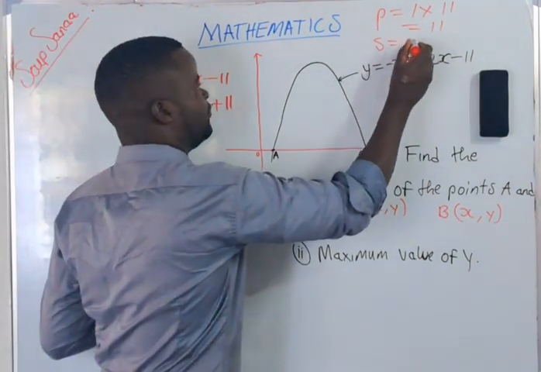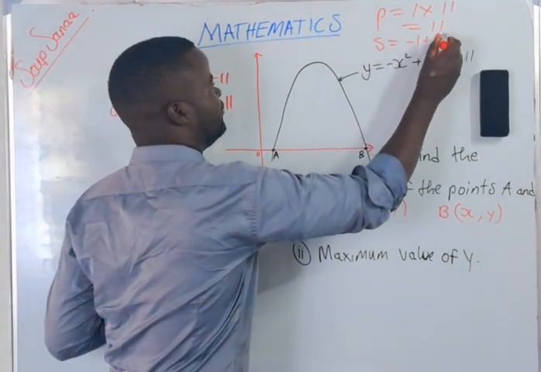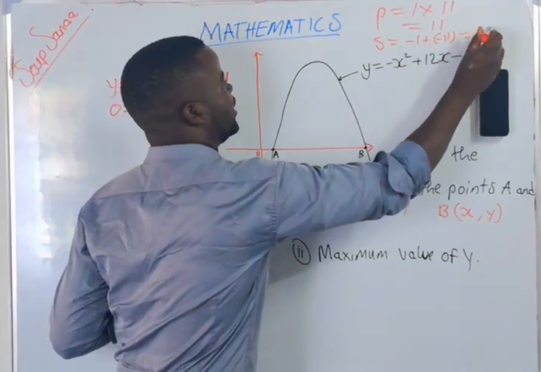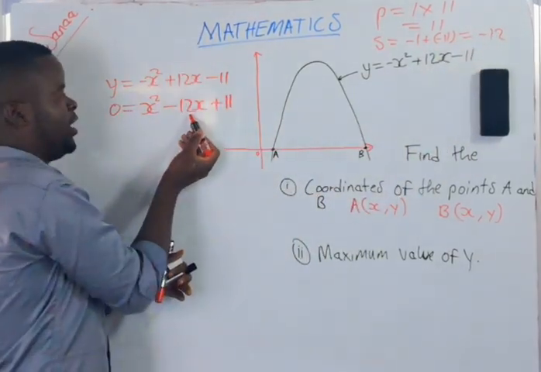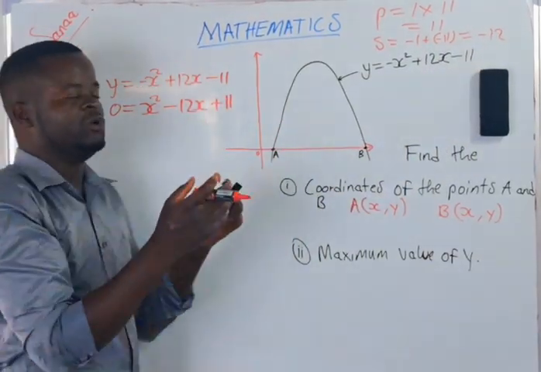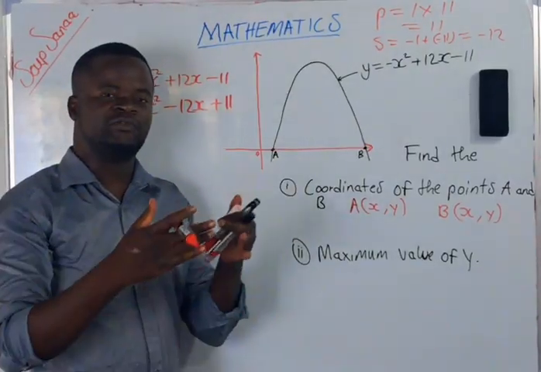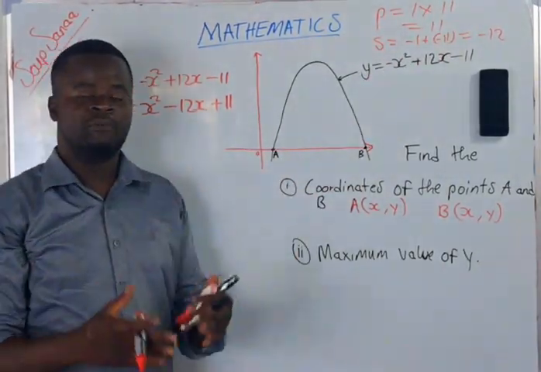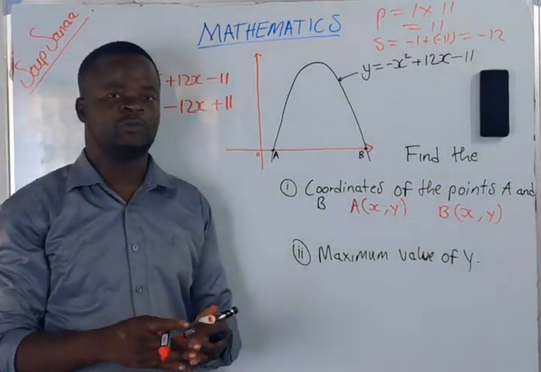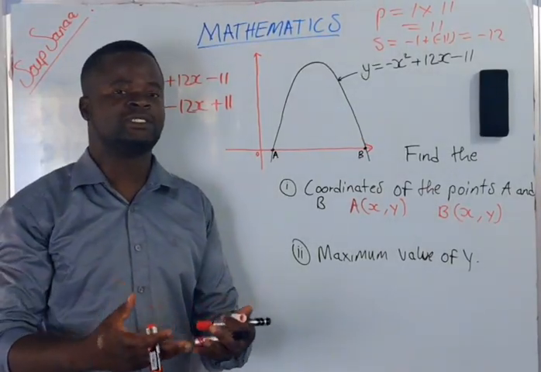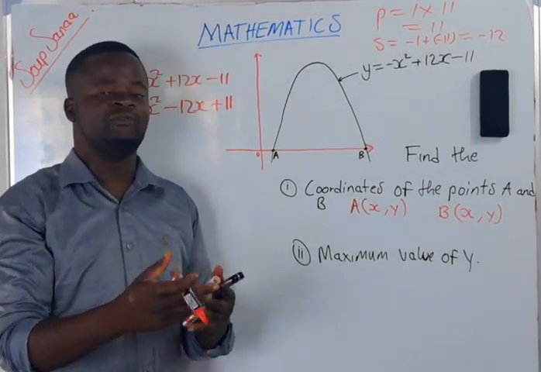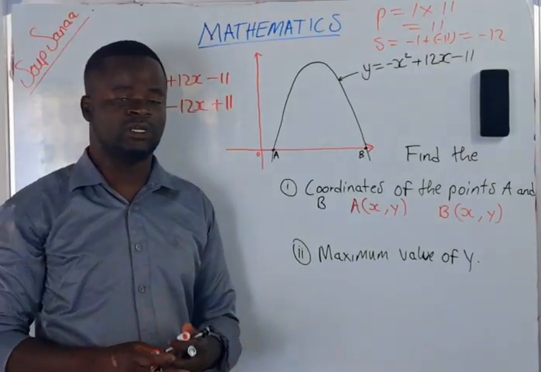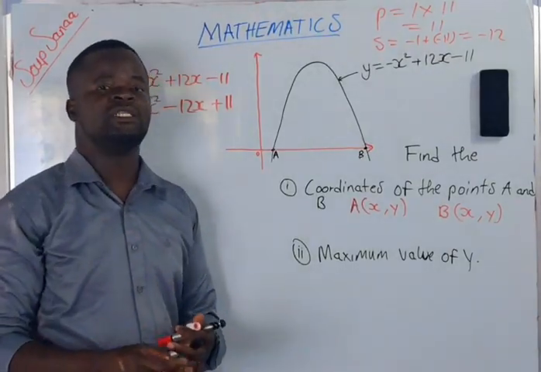So negative 1 plus negative 11, we are getting a negative what? 12, which is our sum. Then when we multiply negative 1 times negative 11, we are going to get a positive what? 11. So by doing so, we are now going to look for what we call factors. Factors are those numbers that can give you a positive 11 and can give you a negative 12. What are those numbers? Negative 1 and negative 11.